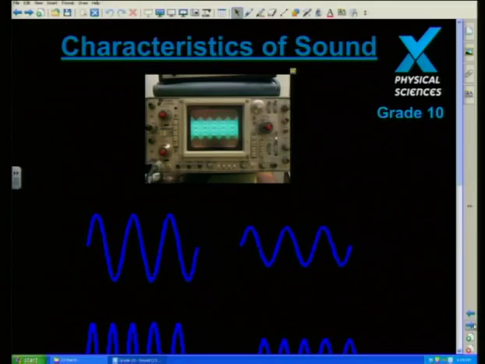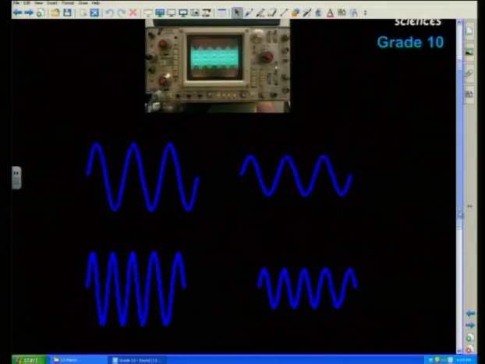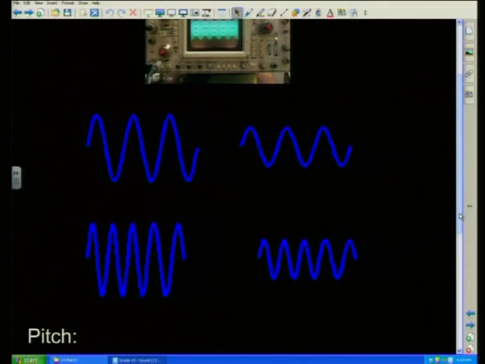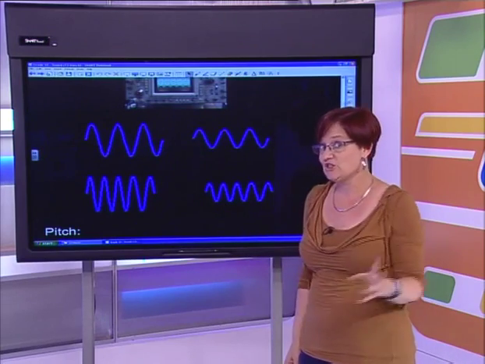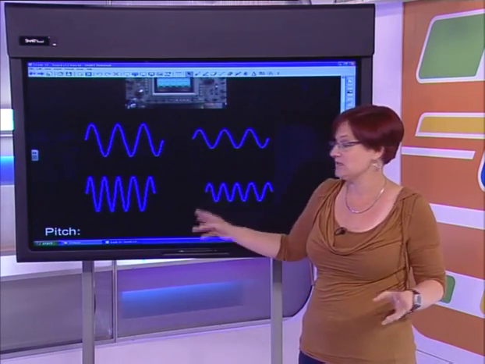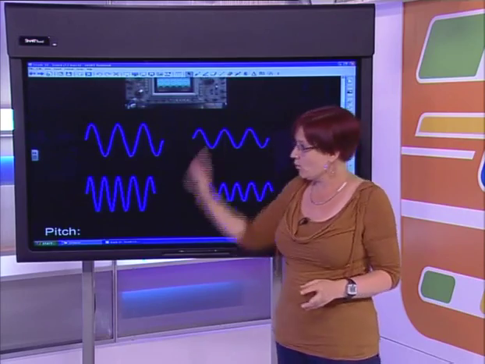And what an oscilloscope does is it changes a longitudinal wave into a transverse wave for us. And then we can look at, so for example, here I've got 4 different waves. They have different wavelengths and they have different amplitudes, so they have different frequencies. This is quite important. What do we mean by that?